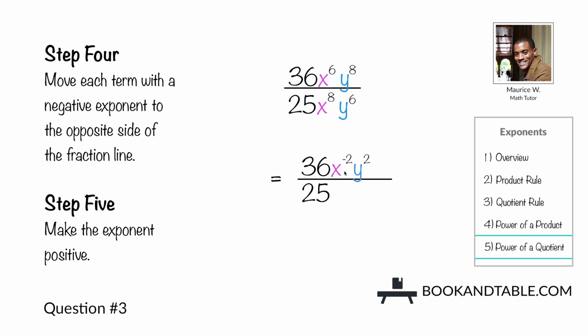So now, step 4, move each term with a negative exponent to the opposite side of the fraction line. And step 5, make the exponent positive. So in this case, the only term that has a negative exponent is x. So we move x to a negative 2 to the denominator, and we make it positive, so we get x squared. So that leaves us with the final answer of 36y squared divided by 25x squared.